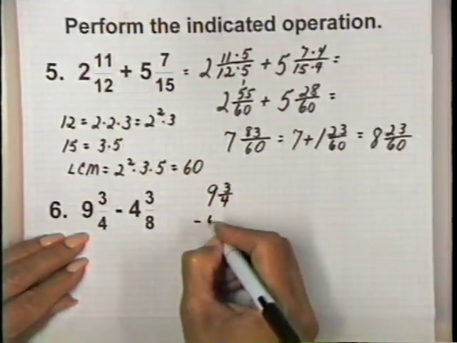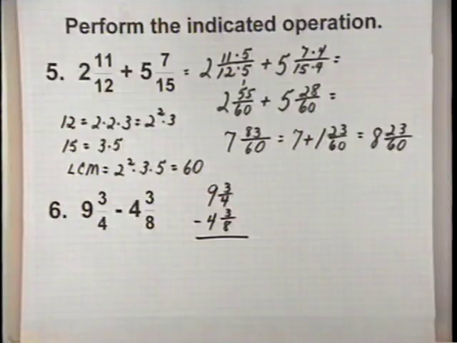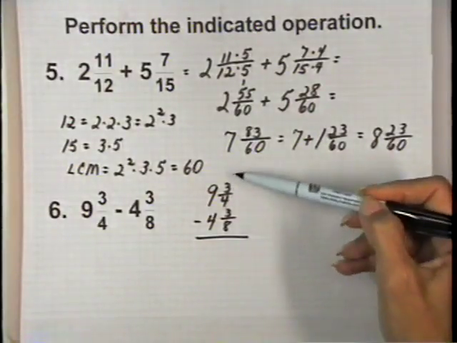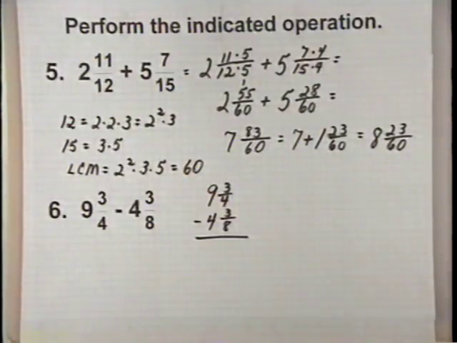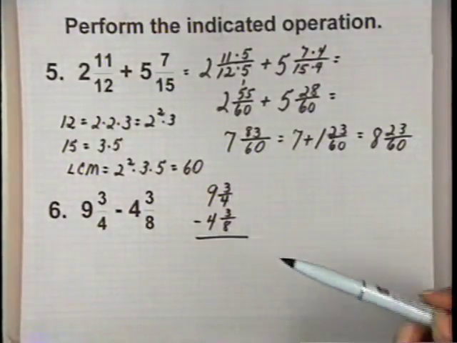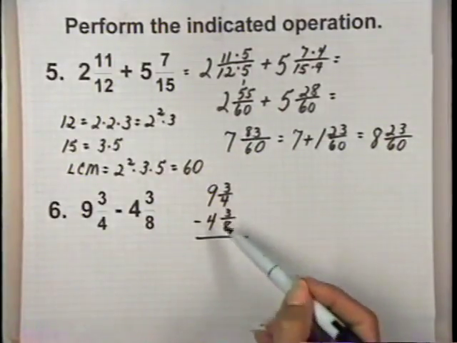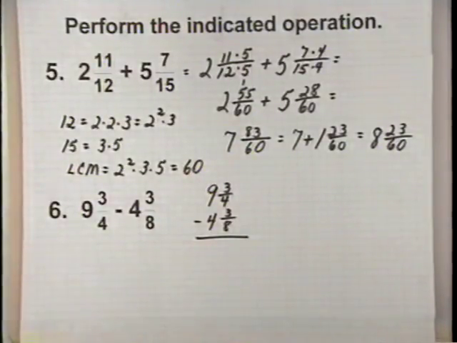Let's subtract from it the 4 and 3/8. Notice when I write these vertically that I line up my fractions and my whole numbers. What I would like to do is to say 3/4 subtract 3/8, subtract my fraction parts. But in this case, since my denominators are not the same, I can't do that yet. I need to find a common denominator and write equivalent fractions.